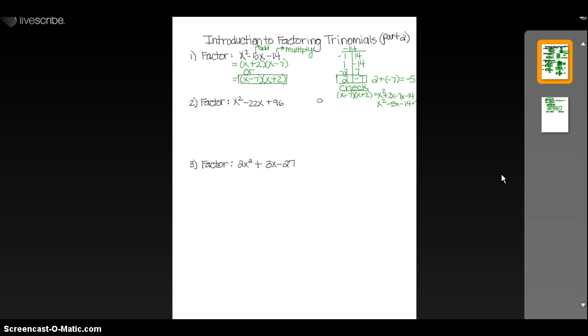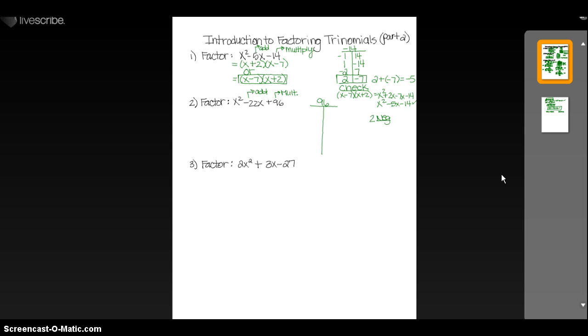Now I need factors of 96. Now let's think about this. I have to multiply to a positive 96, but I have to add to a negative 22. So if I have to multiply to a positive number, I either need two positive numbers or two negatives. So if I also have to add to a negative, that means I need two negative numbers, because the product of two negative numbers would be a positive. The sum of those two negative numbers would be negative. So I'm looking for two negative numbers.